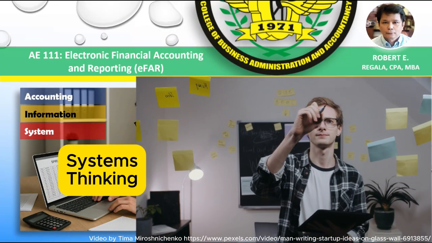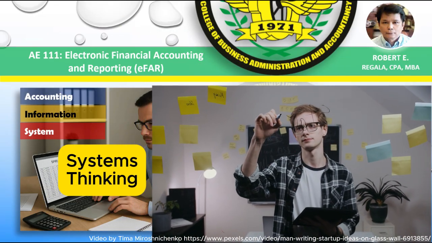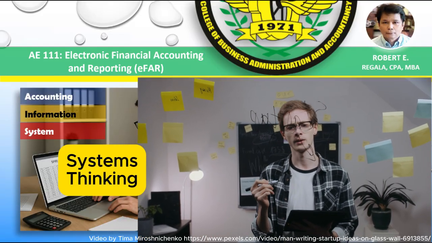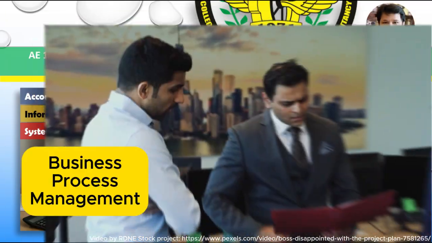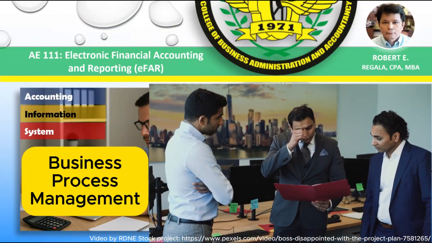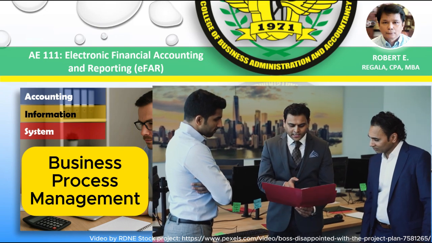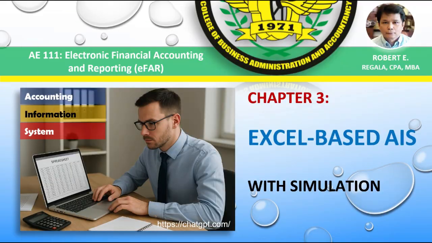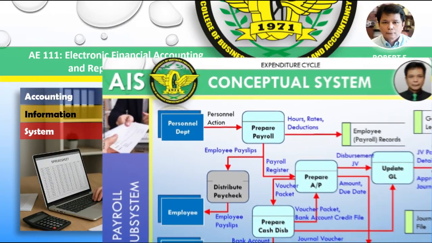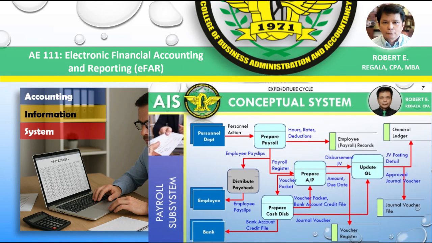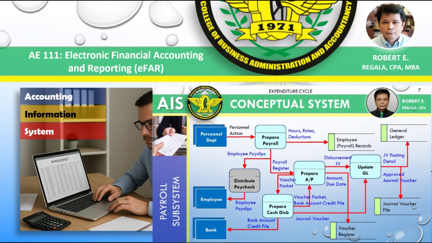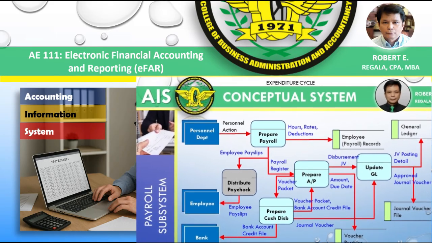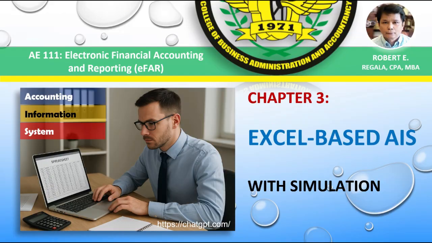Systems thinking helps professionals see beyond individual tasks, anticipate consequences, and design processes that are efficient, reliable, and adaptable. Business process management is a structured approach that organizations use to analyze, design, execute, monitor, and continuously improve their business processes. A business process is simply a set of related tasks or activities that together produce a product, service, or outcome. For example, processing a customer order, approving a loan, or running payroll.